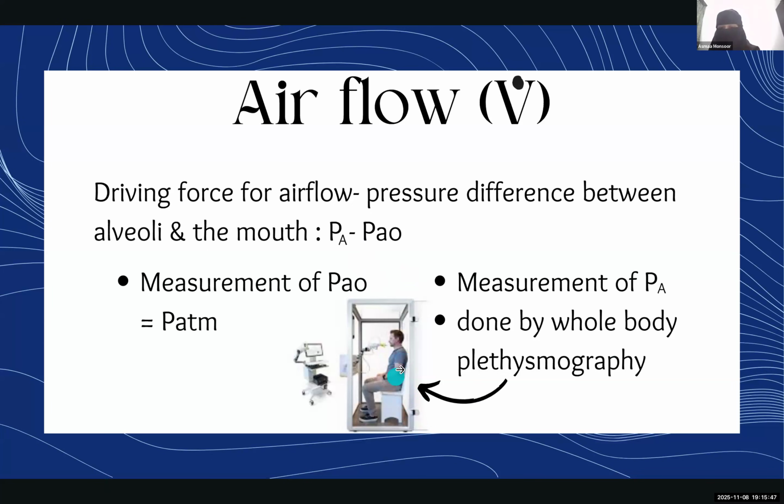Do you need to know what whole body plethysmography is, how it's done, etc.? No, you don't need to know. It's just extra information. All you need to know is airflow is driven by pressure difference, okay? The pressure difference is between the alveoli and the atmosphere, all right? That's all you need to know.